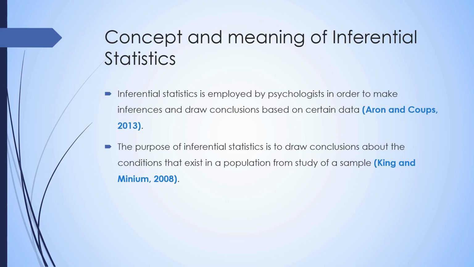The third one was given by Aaron and Coops, 2013. It says inferential statistics is employed by psychologists in order to make inferences and draw conclusions based on certain data. This would be easier for you to remember. So what does it say? Inferential statistics is employed by psychologists for what? In order to make inferences and draw conclusions based on certain data.